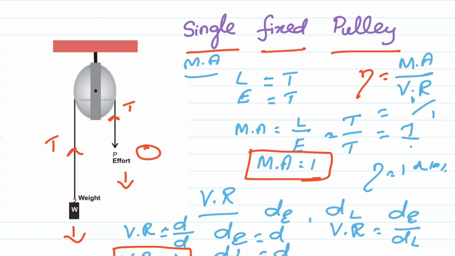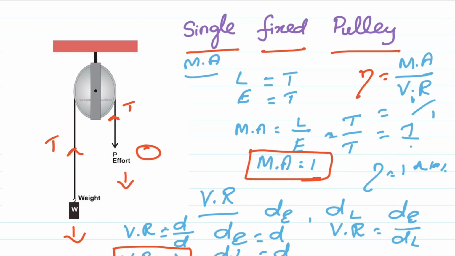So, load L is equal to T, effort E is equal to tension acting on that segment of the string. Mechanical advantage is equal to load by effort, L is equal to T, E is equal to T. So, mechanical advantage is equal to 1. Yes, this is in ideal condition. That is, in ideal condition, the effort applied is equal to the load to be lifted.